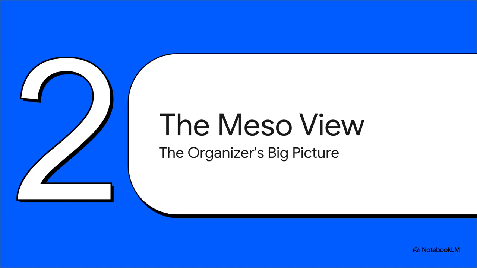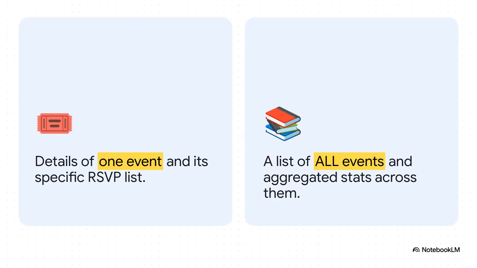Let's zoom out a bit and see what that looks like. This change in perspective totally changes the kinds of questions you ask. As an organizer, you're not just worried about one event's RSVP list anymore. You need that bigger picture. You need to see your whole lineup of events and understand how you're doing overall.